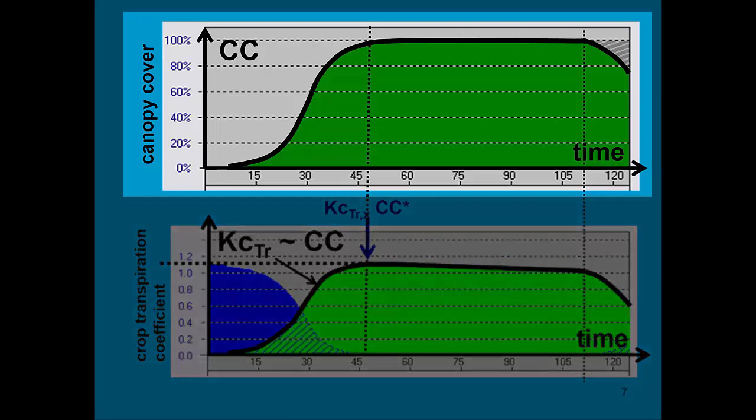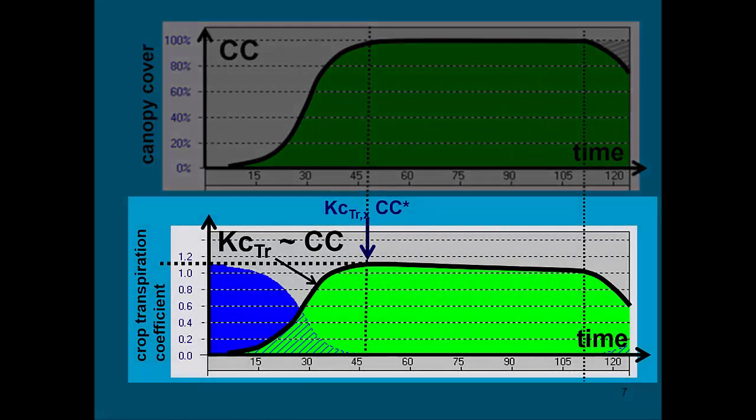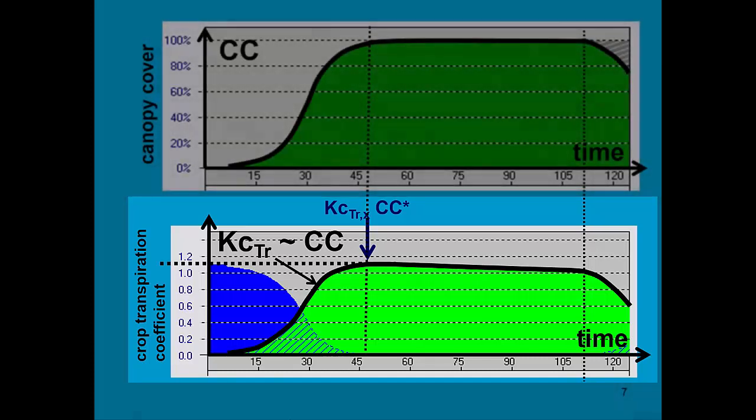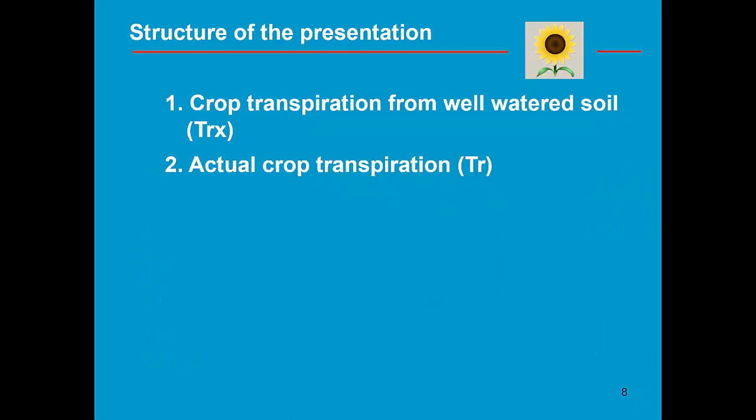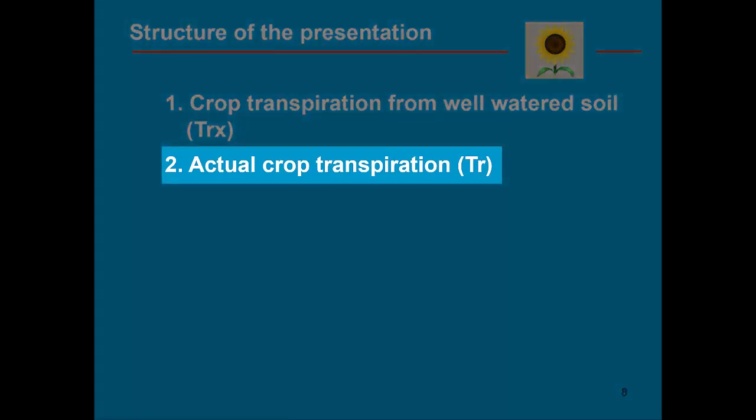At the top we have the canopy development in function of time, and at the bottom the Kc coefficient for transpiration in function of time. Since Kc is proportional to Cc, the two graphs look very similar. But we can see that indeed, due to the aging effects, the Kc coefficient starts to reduce in mid-season stage and finally collapses in the late season stage. Let's now have a look at the actual crop transpiration.